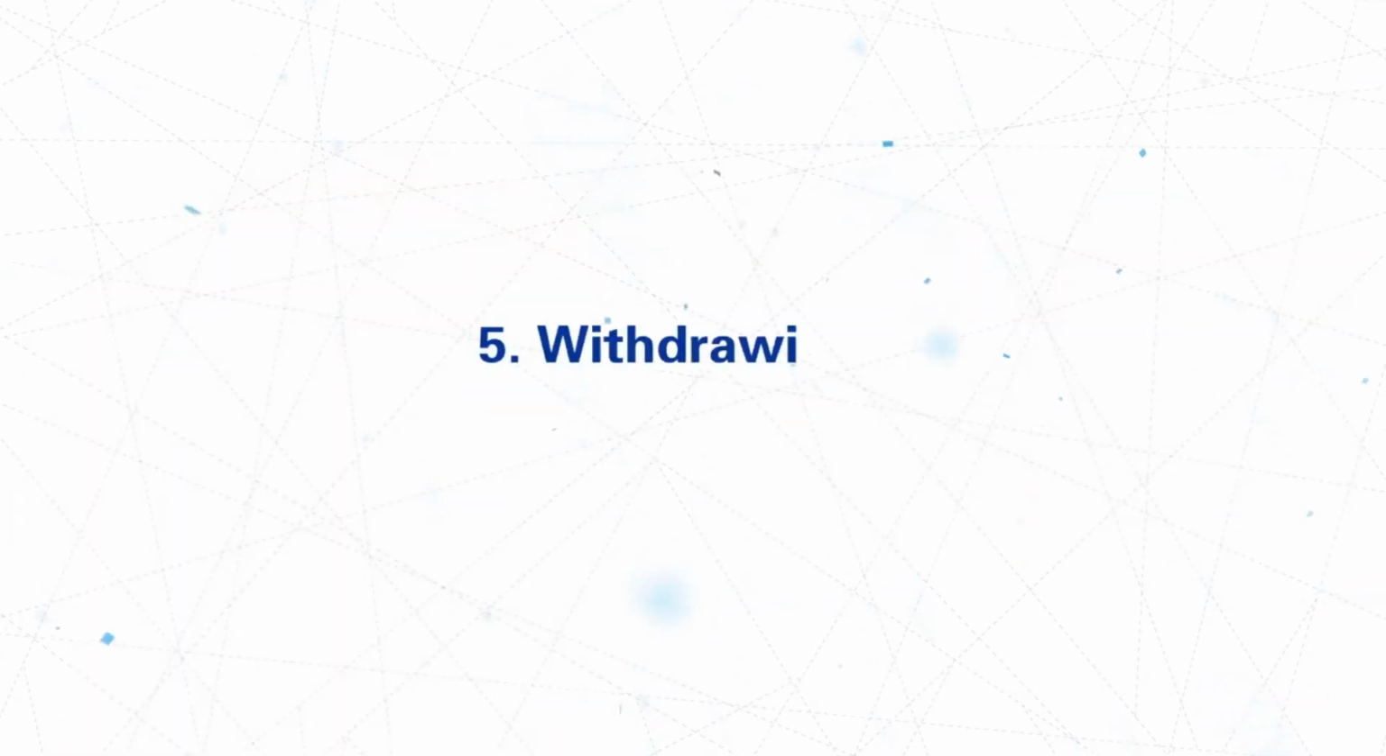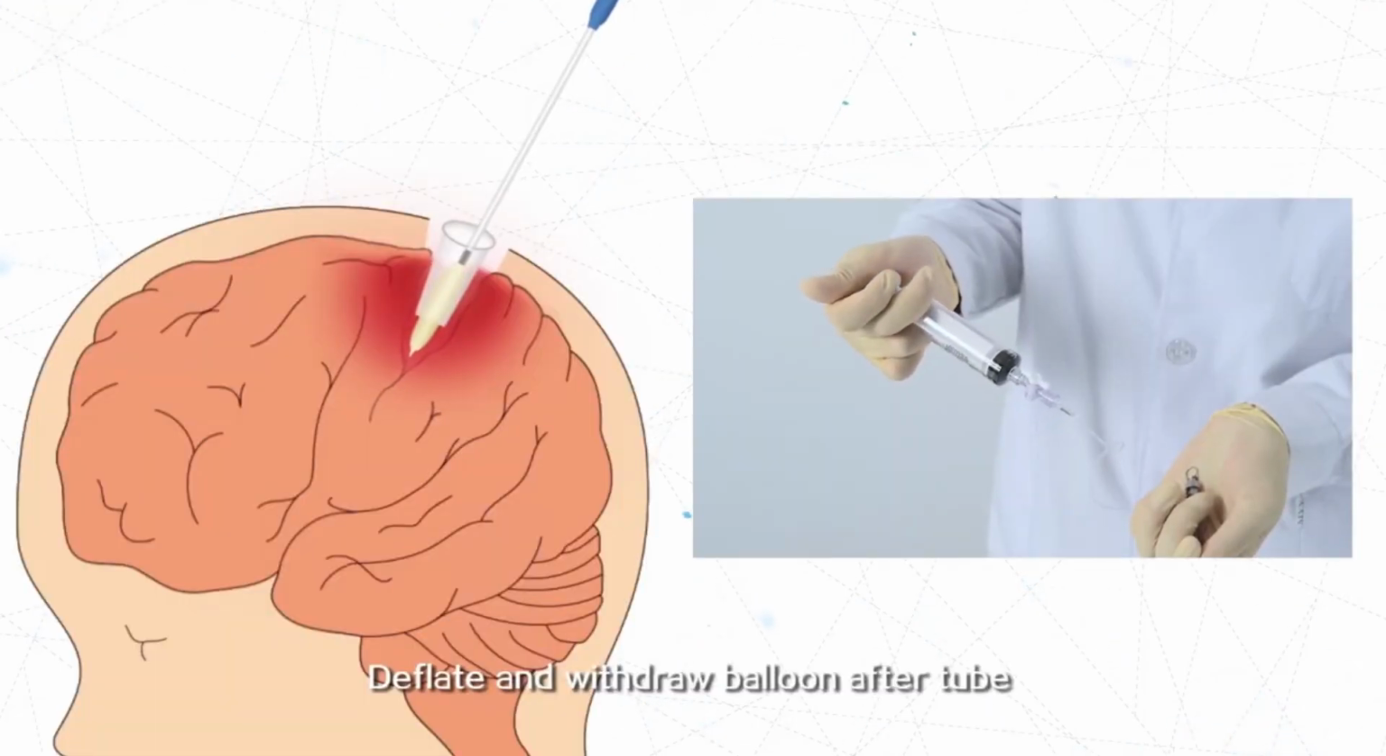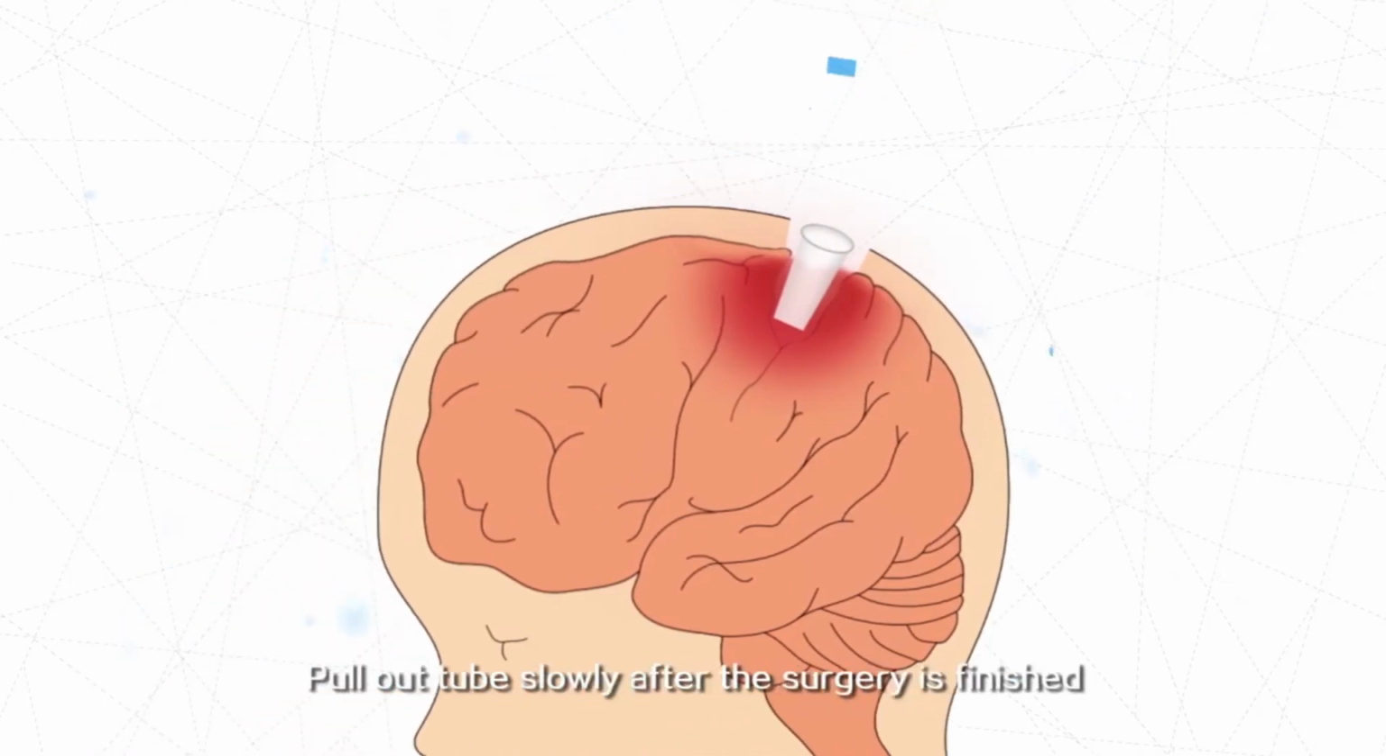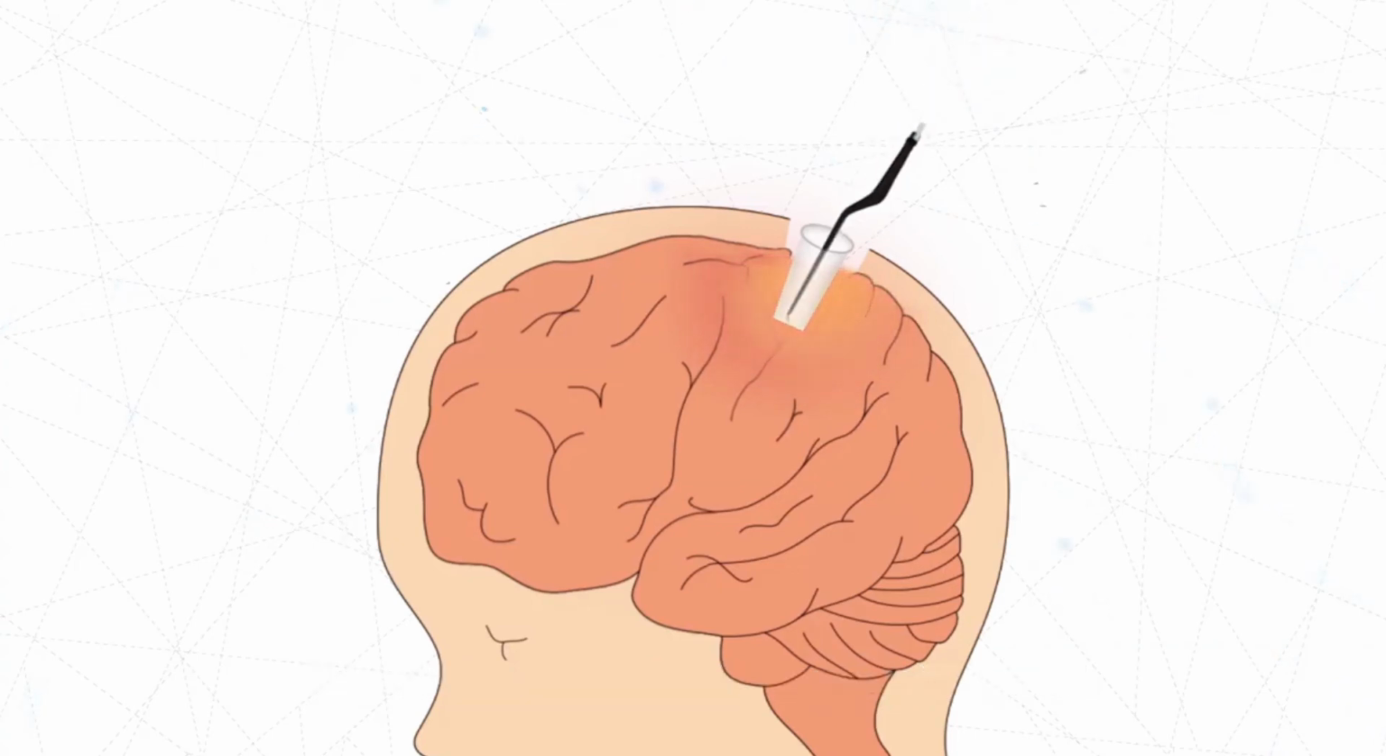5. Withdrawing. Deflate and withdraw the balloon after the tube reaches the predetermined position. Pull out the tube slowly after the surgery is finished.